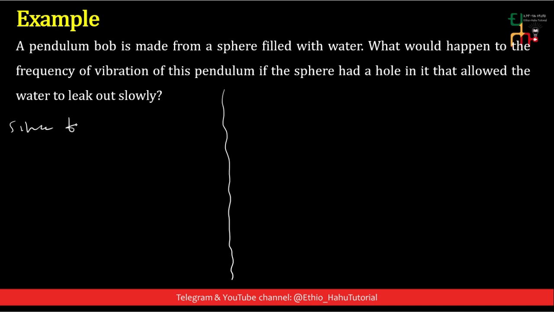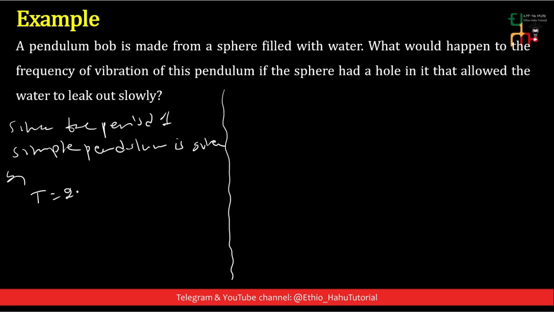Since the period of simple pendulum is given by period is equal to 2 pi the square root of L over g, from this, the frequency is 1 over 2 pi the square root of g over L. The period of this simple pendulum is independent of mass, rather it depends upon the length of the string and acceleration due to gravity. So it's true for its frequency.